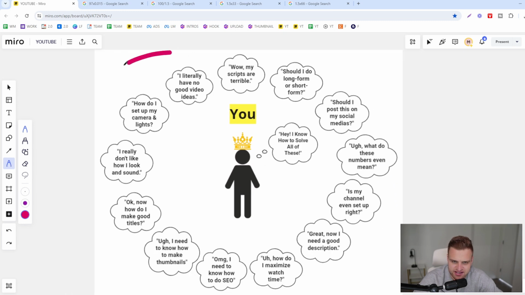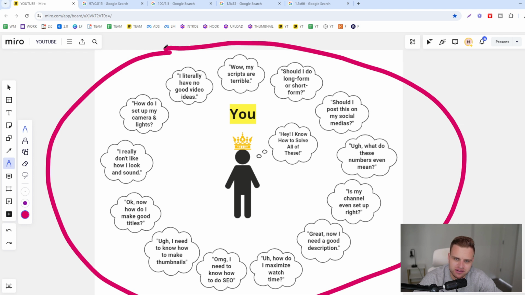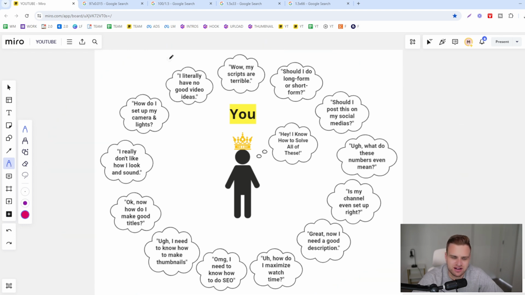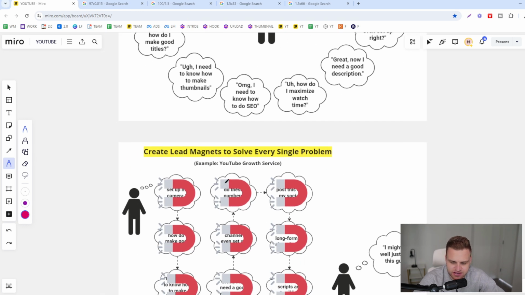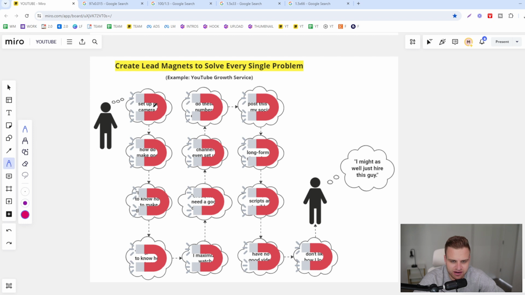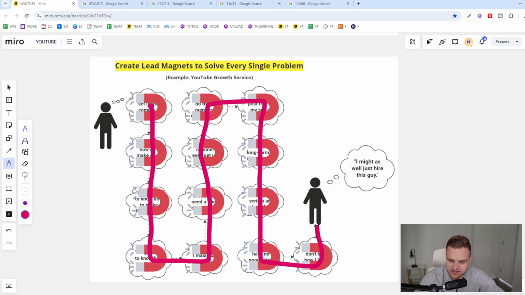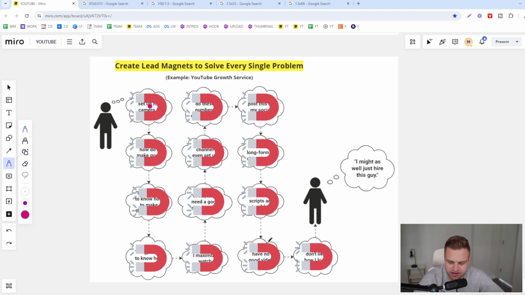Us, in this case, as the YouTube agency owner, we know how to do all of this stuff, but our clients and our target market don't, and a lot of people take that for granted. So all of the problems, we'd want to make a lead magnet to solve, so that every single problem, every single objection, every single step or part of the service, we have something to educate people. And by doing so, we're going to build a lot of trust and set ourselves up as an expert in their minds.